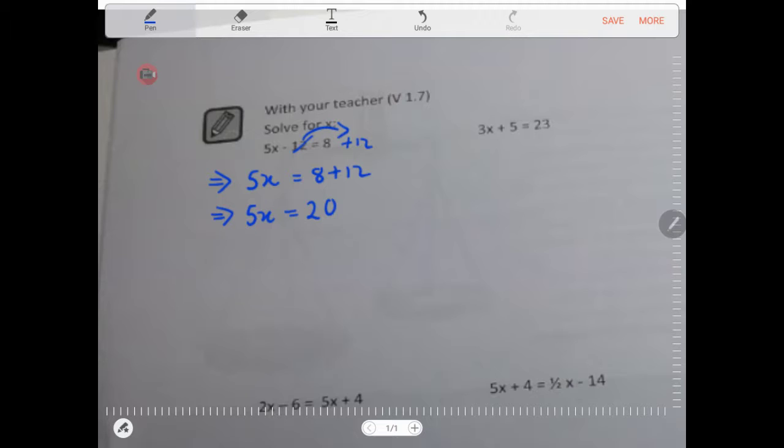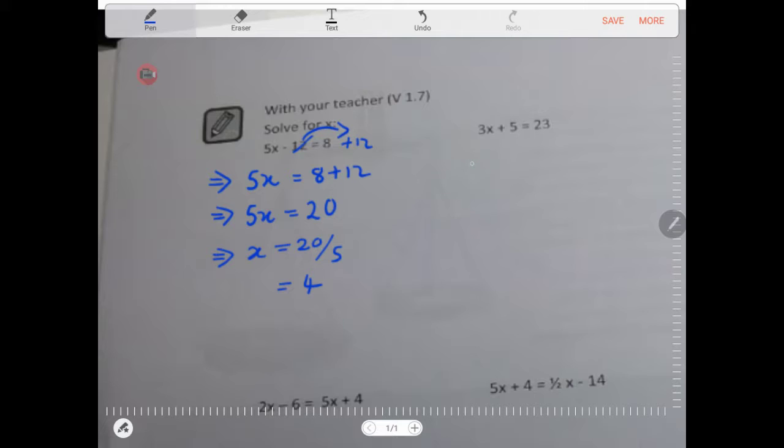Now, let's do the same with the 5. So what's the 5 doing to the x? It's timesing, so on the other side, it will divide. So 20 over 5, which of course is 4. So a few more steps, an extra step in this one, because we've got to deal with the two numbers. Now you can do it a little more quickly.